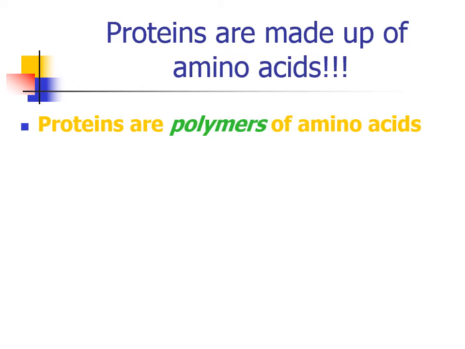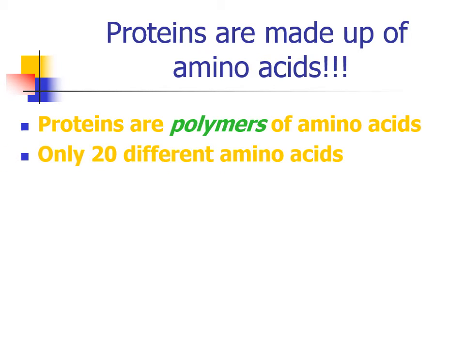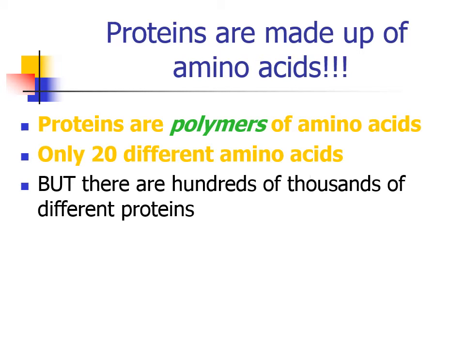As we already know, proteins are made of amino acids, so proteins are polymers of amino acids. Amino acids linked together in big long chains. We already talked about there only being 20 different amino acids out there. You do not need to know the name of the 20, you just need to know there are 20 amino acids. But there are hundreds of thousands of different proteins in your body alone. So the question is, how could 20 amino acids create hundreds of thousands of different proteins?